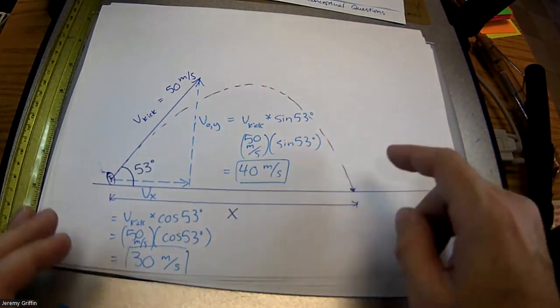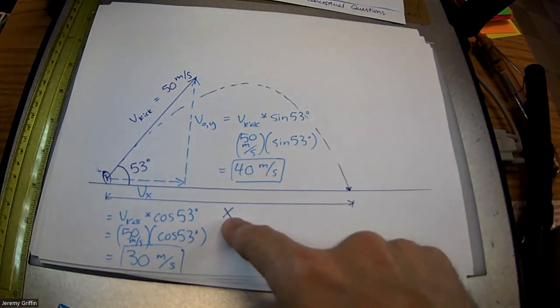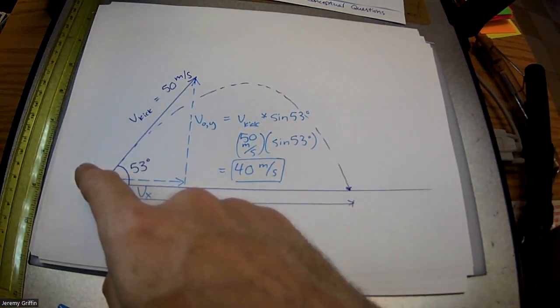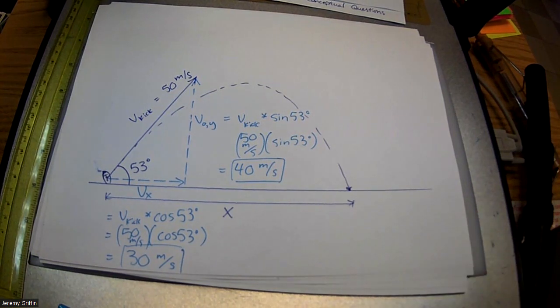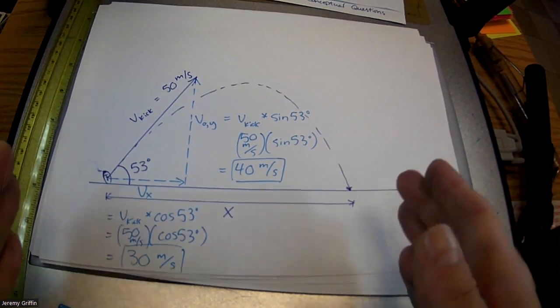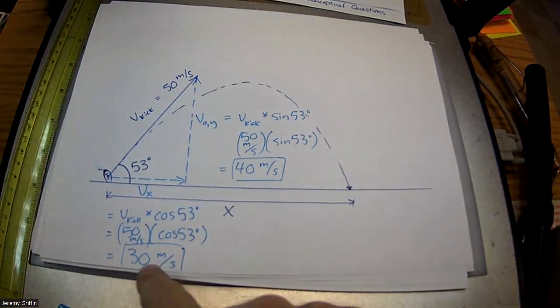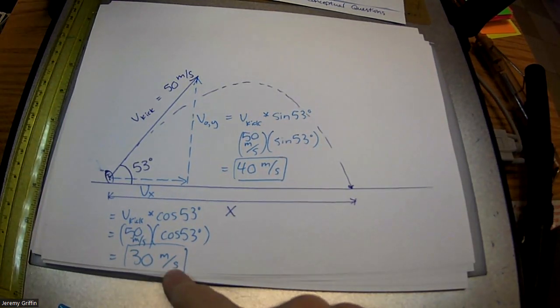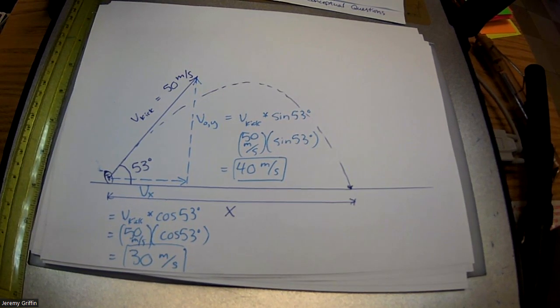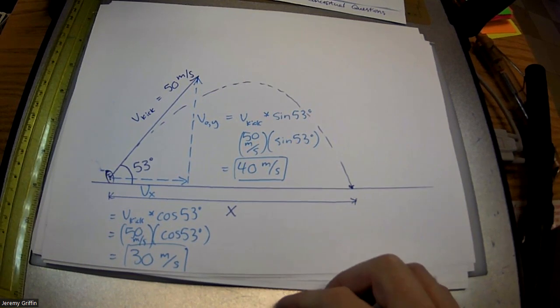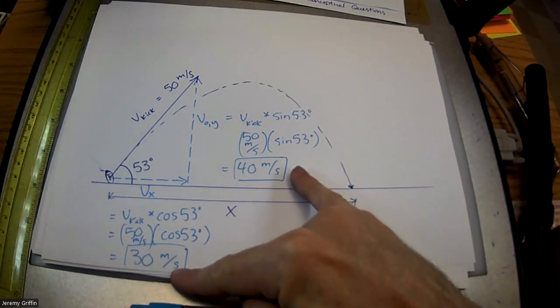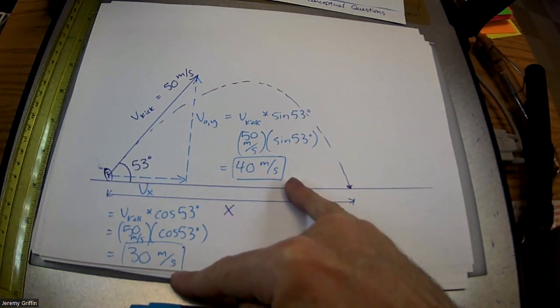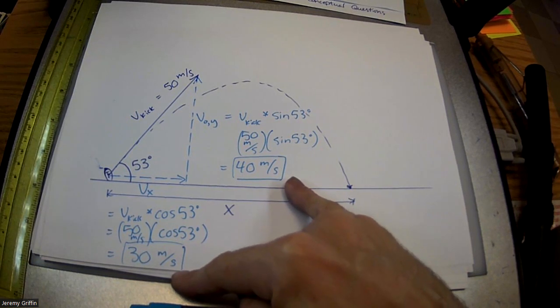If you're trying to answer the question, how far does it go? We know how fast it's going across, so if only we knew how much time, this distance is equal to this fast across times however much time, right? Is that true? But how are we going to solve for time? It has to do with one of these components, either the 40 or the 30. Which component will tell you how much time it's in the air for?